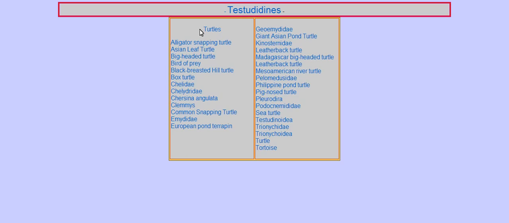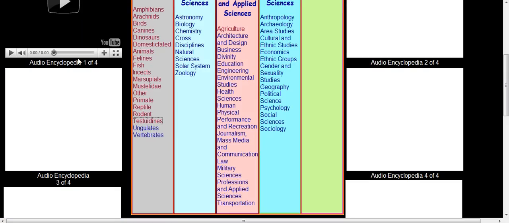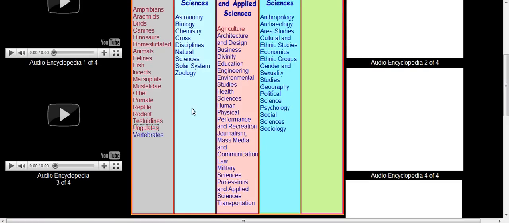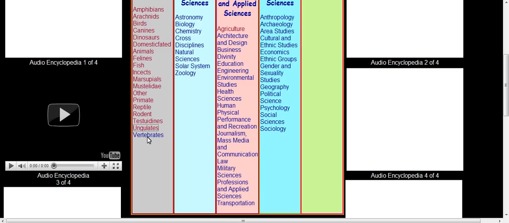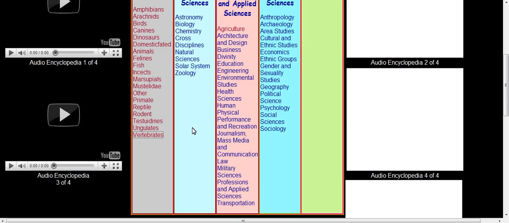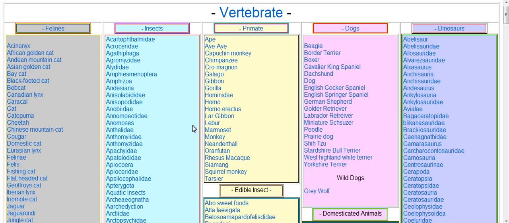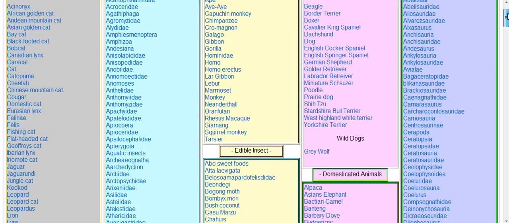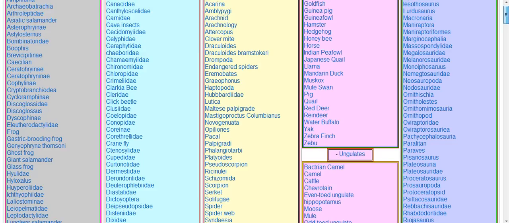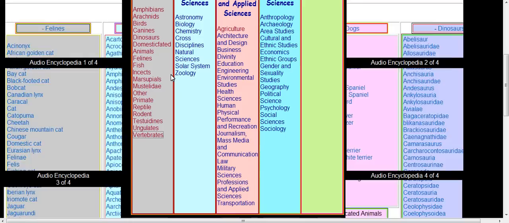Testudines, turtles. So a turtle is not a reptile, it's a testudine. And these are all the different kinds of turtles that there are. Tortoise. Isn't that cute how many there are? So, ungulates. Bactrian camel, cattle, chevrotain, even-toed ungulate, hippopotamus. They have lots of different kinds of ungulates. Those are the hooved animals, the animals you can use as beasts of burden to do your bidding. And then these are the vertebrate animals. Everything vertebrate, dinosaurs. Those are all the dinosaurs, and so on. I have it all organized like that.